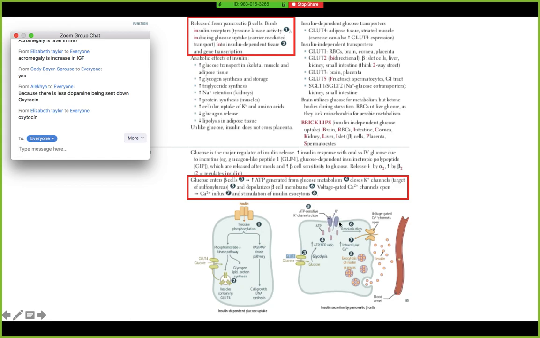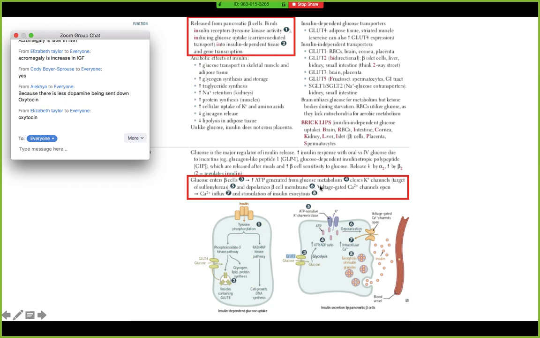And then the increase in ATP is going to close your potassium channels. And when you close the potassium channels, you don't have these positively charged ions leaking out. So you have more positive charge building up in the cell. As a result, instead of sitting at -70, you're going to rise to about -50. So the charge inside of the cell is becoming less negative.